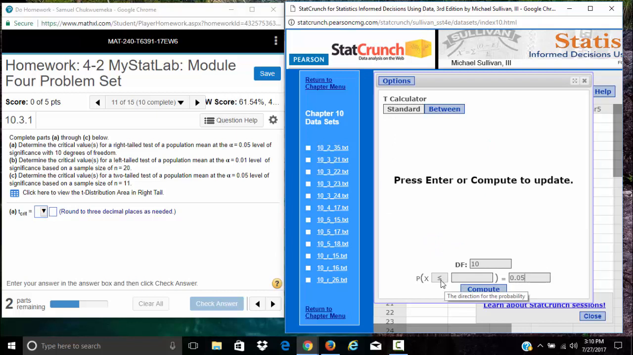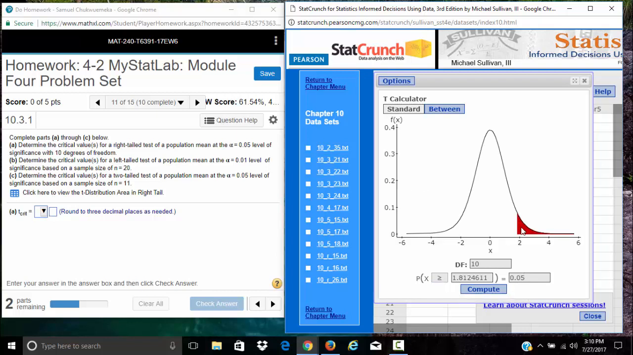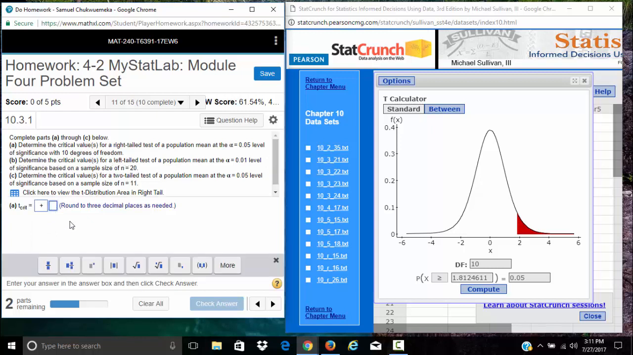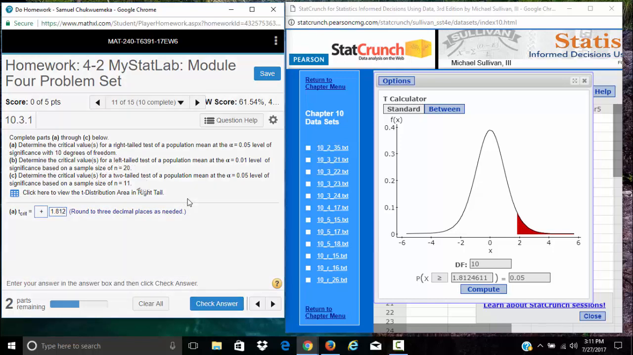But this shows left-tailed, so you have to put it right-tailed. So you click here and you select this. This is right-tailed, okay? And you have to round to 3 decimal places. So this is 1.812. So you come here. Now for right-tailed it is plus. Okay, plus, right-tailed, and you put 1.812.